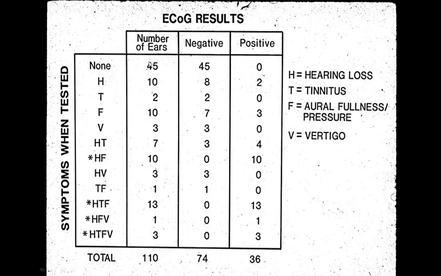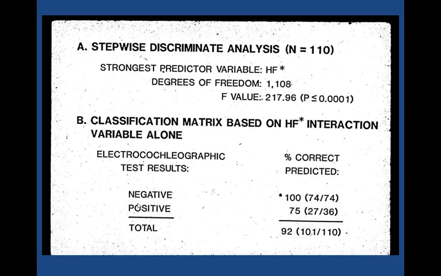So we started to monitor the various symptoms that patients displayed at the time of the test. Obviously those symptoms include hearing loss, tinnitus, fullness, and vertigo, only one of which we could objectively measure, that being hearing loss. We defined hearing loss as a threshold greater than 25 dB at any frequency. Then we recorded the symptoms and whether the electrocochleogram was negative or positive. I'm going to come back to this slide in a second.